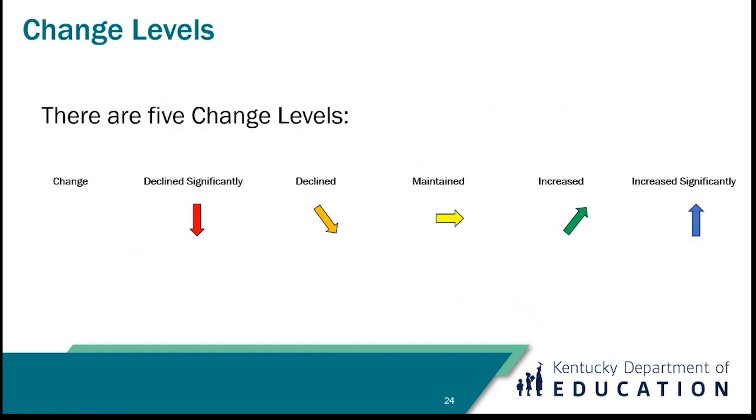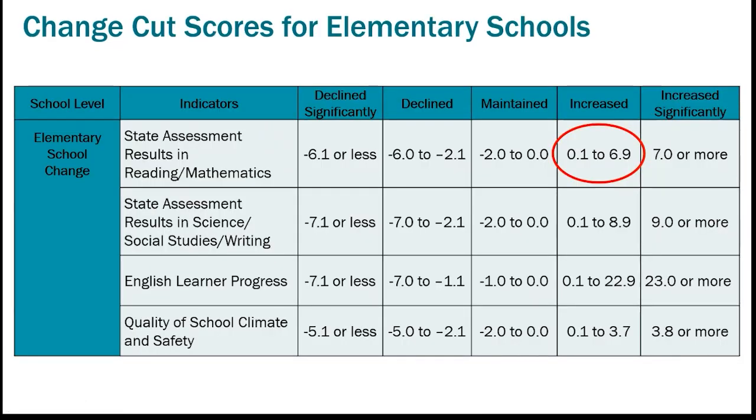The numeric change score for each indicator is assigned a color change level. Red indicates declined significantly, orange declined, yellow maintained, green increased, and blue increased significantly. In our elementary reading and mathematics example, we calculated a change score of 1.9. Using the change cut scores for elementary schools, we can see that a change score of 1.9 for reading and mathematics falls into the green, increased change level.